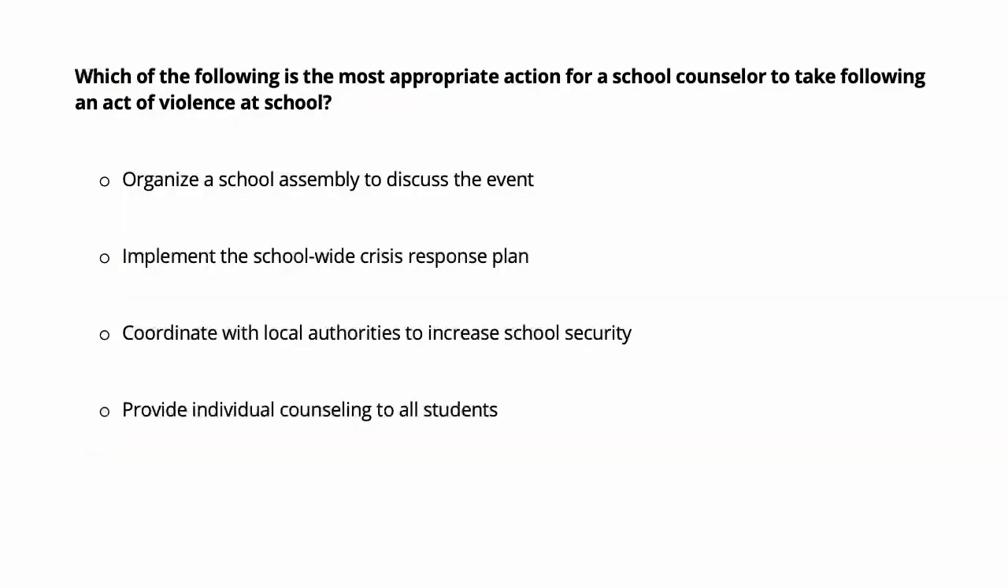Problem 4. Which of the following is the most appropriate action for a school counselor to take following an act of violence at school? Organize a school assembly to discuss the event, implement the school-wide crisis response plan, coordinate with local authorities to increase school security, or provide individual counseling to all students. Let's begin by eliminating the incorrect answers. A school assembly may address the situation and offer some general reassurance, but it is not the most immediate or effective response to violence. In a crisis, assemblies may actually raise students' anxieties because they lack the individual support or structure necessary at this time.